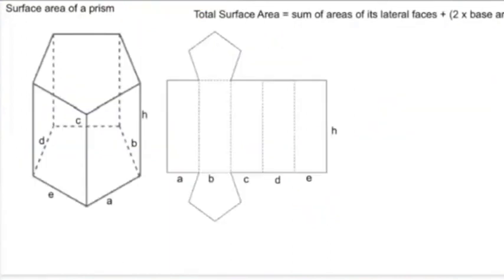Now what we're going to do is talk about the surface area of a prism. The surface area of a prism can be found by taking the sum of the areas of its lateral faces plus 2 times the base area. What does that mean? Well, let's take a look at this confusing picture. First of all, this is a pentagonal prism. Someone tell me why.